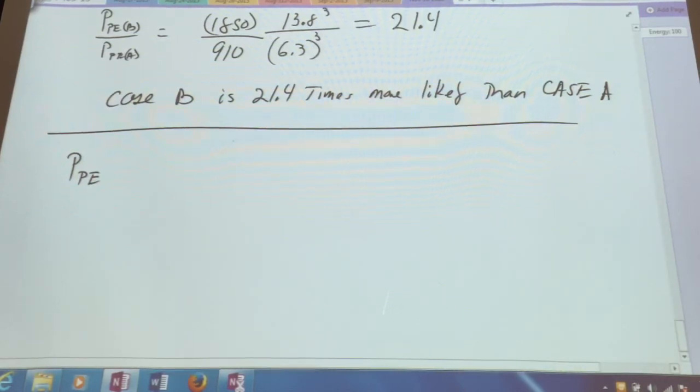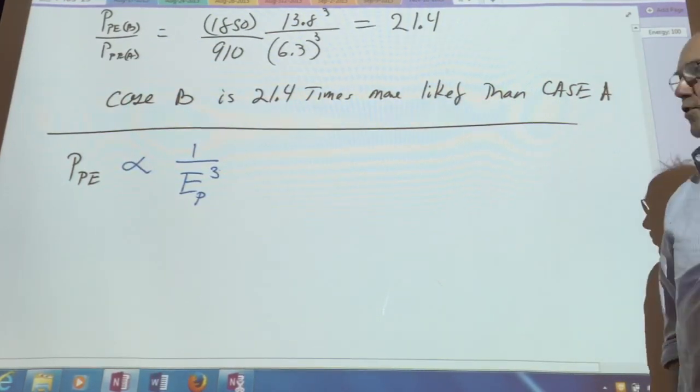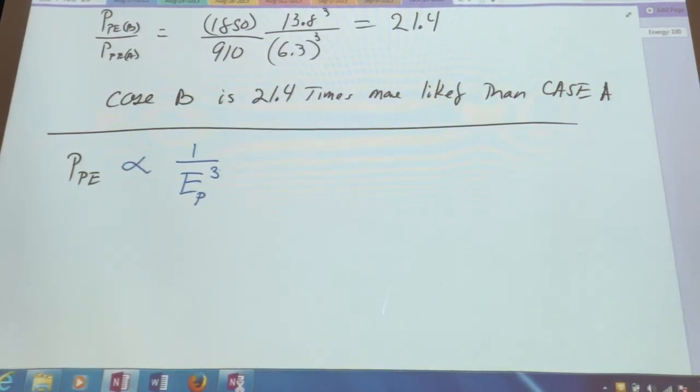Okay, probability of photoelectric absorption. This is one more relationship for our photoelectric absorption. It's inversely proportional to the cube of the energy. That's the energy of the photon, EP, and the PE is photoelectric. The capital P is probability of photoelectric effect, which is proportional to 1 over the energy of the photon cubed.